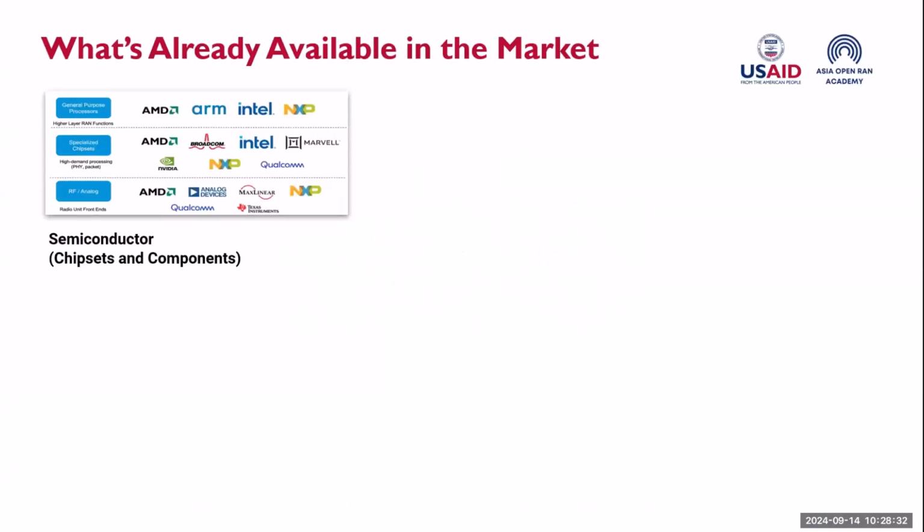So, going back, no? So, meron tayong mga general purpose processors like Intel or NXP, AMD and ARM, specialized chips, specialized chipsets, and RF analog, no? Yung mga RF unit frontends. So these are the players, no, in the semiconductor. Yeah. Chipsets and components. Yeah.